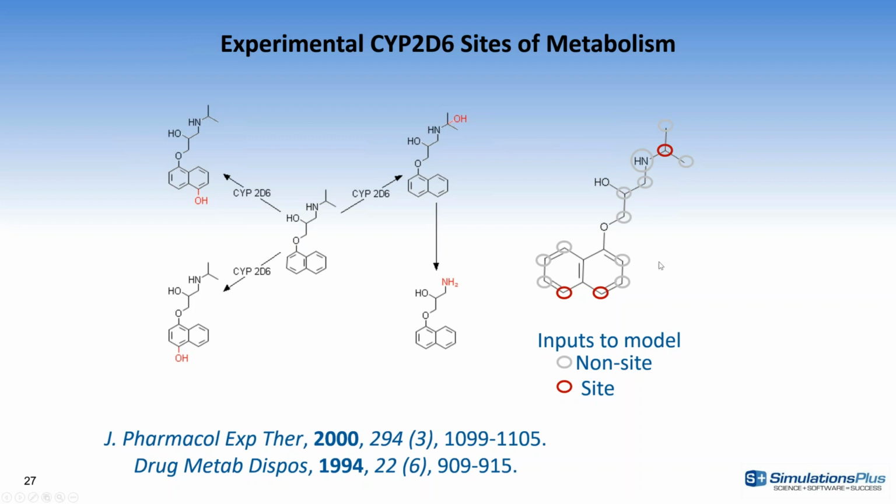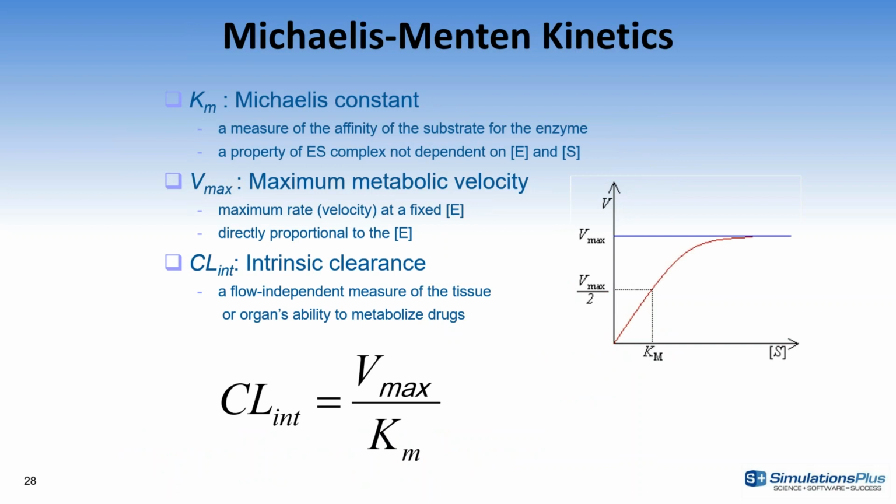And then we would create a classification model that predicted yes or no if this is a site of metabolism. Then those would get scores, and then we would analyze the scores. And I'll show that in a few minutes in the interface. We also predict Michaelis-Menten kinetics, so we predict Km, Vmax, and clearance. These values are all related by this equation, so we have three individual models, but then we combine each individual model and make sure that it abides by this equation here.